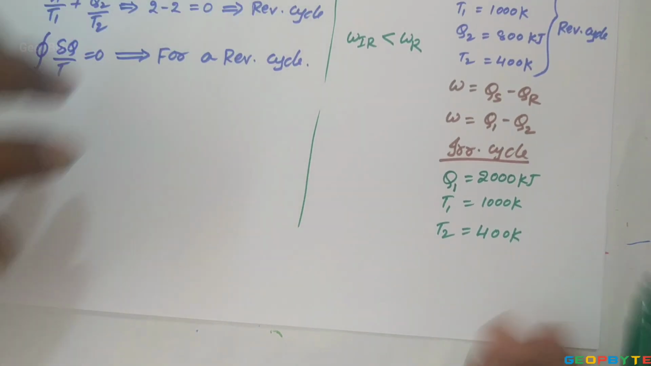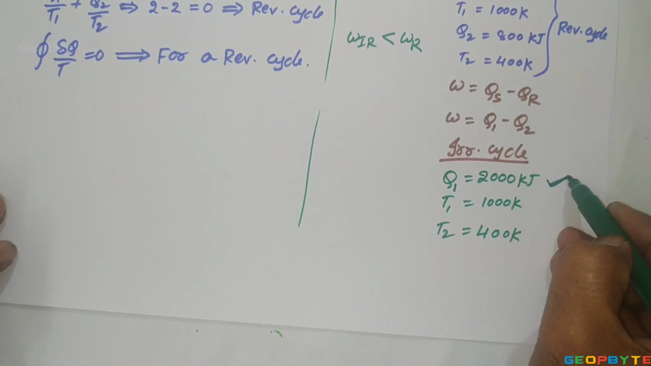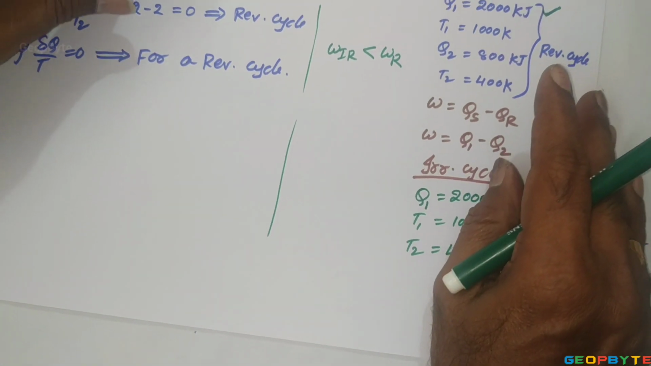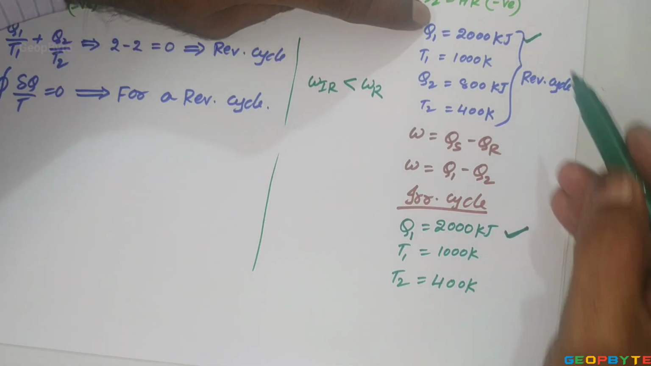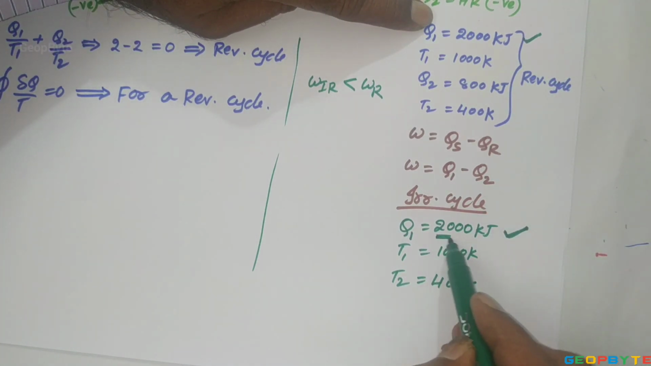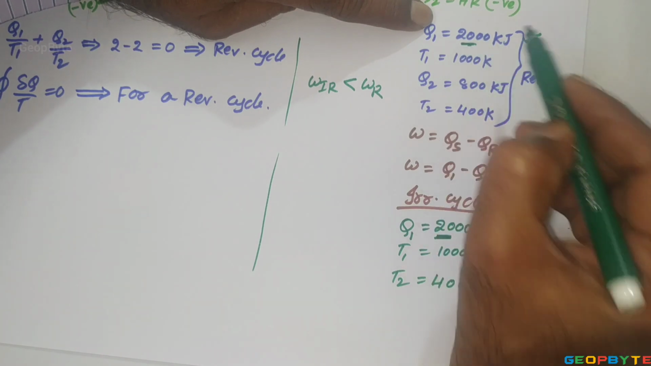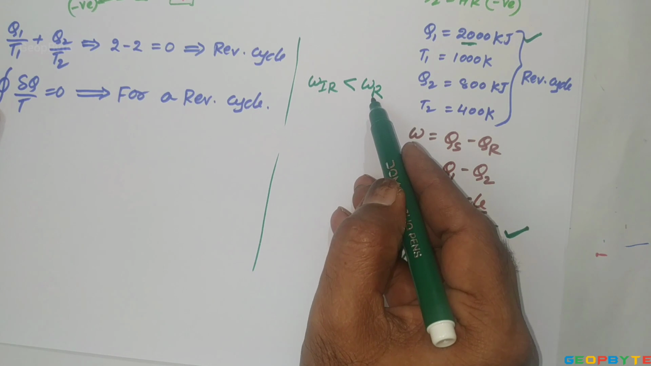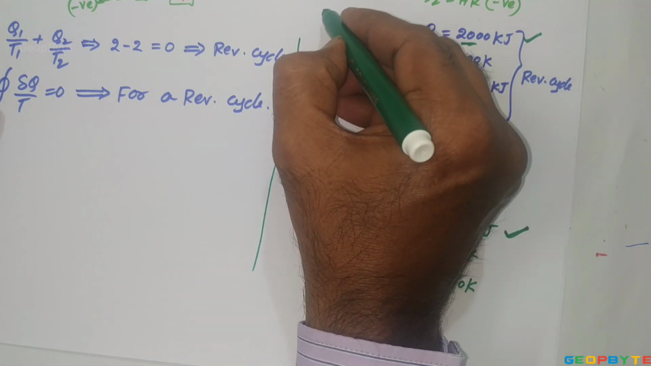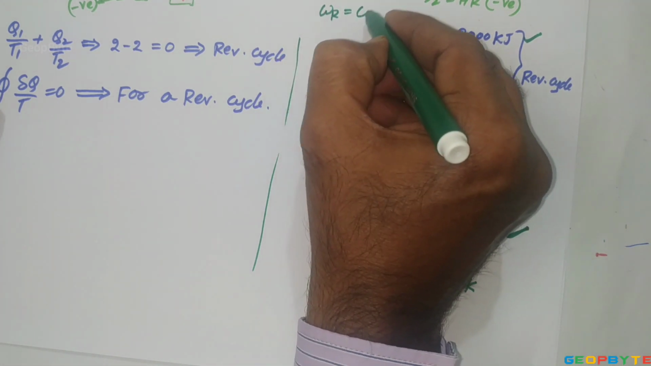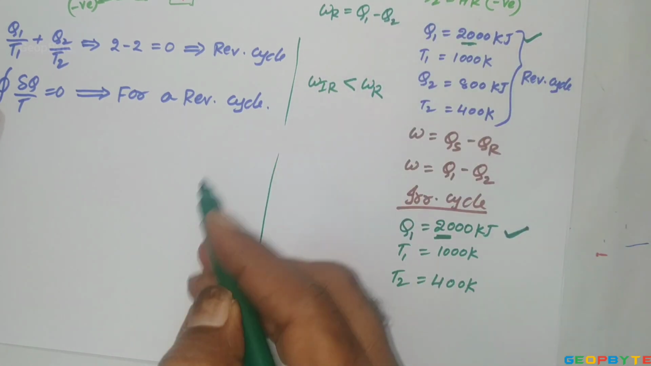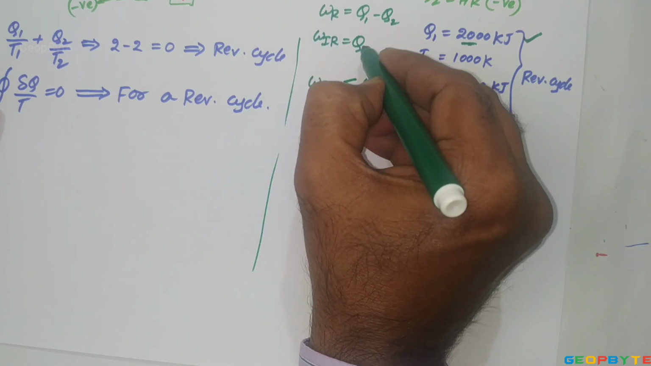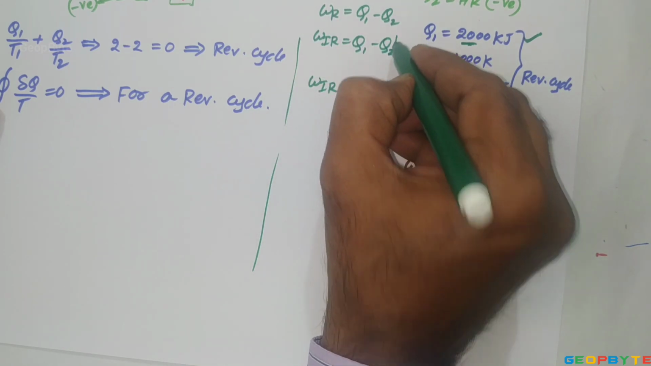Though you supply the same amount of heat energy for both the irreversible cycle and the reversible cycle, work given by the irreversible cycle is always less than work given by the reversible cycle. The work given by the reversible cycle is equal to Q1 minus Q2, heat supplied minus heat rejection. Work given by the irreversible cycle is equal to Q1 minus Q2 dash.